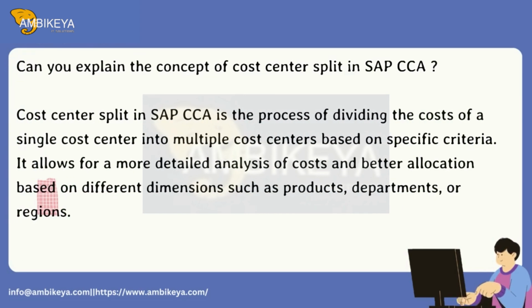Can you explain the concept of cost center split in SAP CCA? Cost center split in SAP CCA is the process of dividing the costs of a single cost center into multiple cost centers based on specific criteria. It allows for a more detailed analysis of costs and better allocation based on different dimensions such as products, departments, or regions.